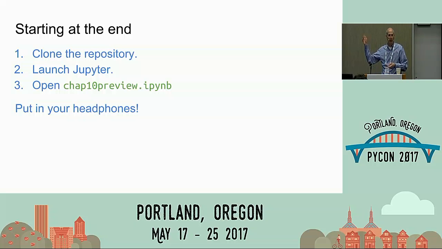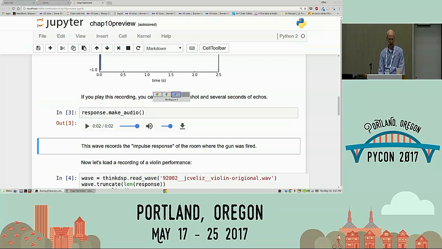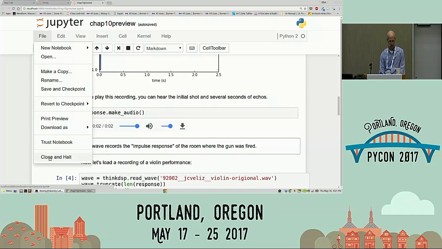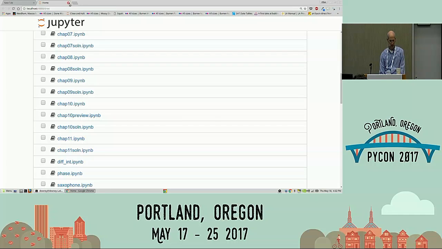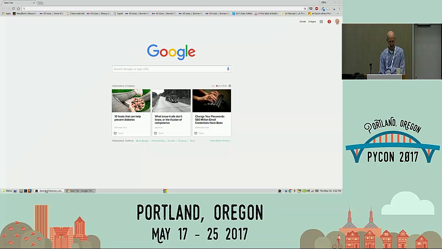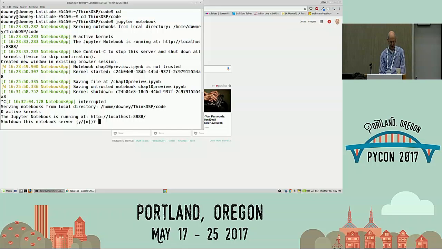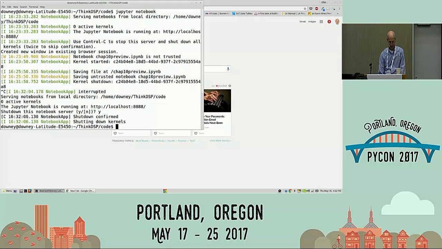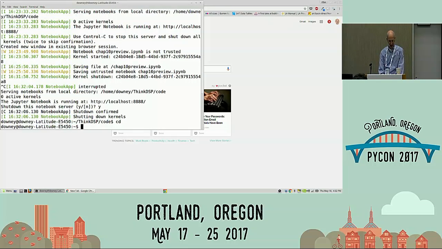And if you like, I'm going to run through that process one more time up here. So if you're just opening Jupyter Notebook, I'll show you how that looks. I'm going to close this, and close this, and go back to my command line and shut down the server. And again, the directory that I'm in, I'm going into thinkdsp, and into the code subdirectory.